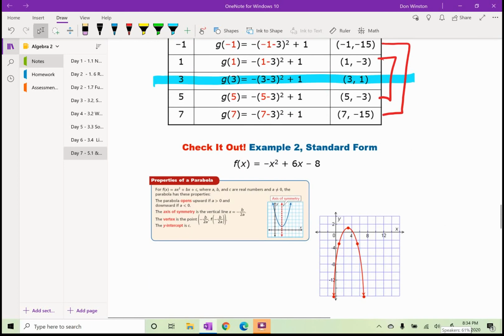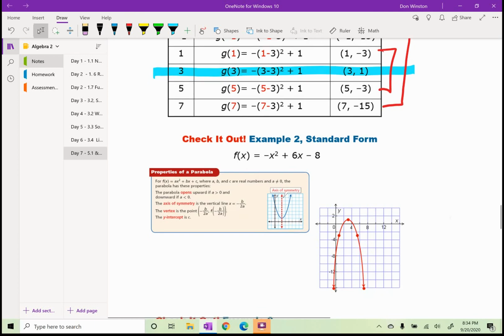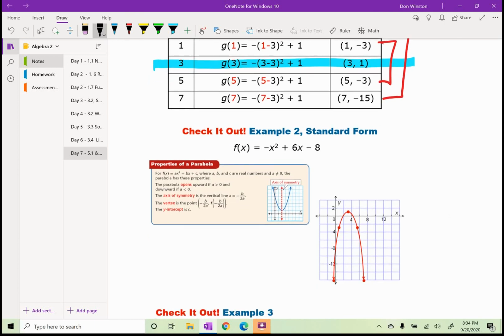And let's just suppose we were given the standard form, and we need to be able to graph. We want to find the vertex, right? We have to start at the vertex. So again, x equals -b over 2a. Here a equals -1, b equals 6, and c equals -8. Not that we really worry about c for the vertex. It doesn't come into play. So x equals -6 over 2 times -1, that's -6 over -2, and that will equal 3.